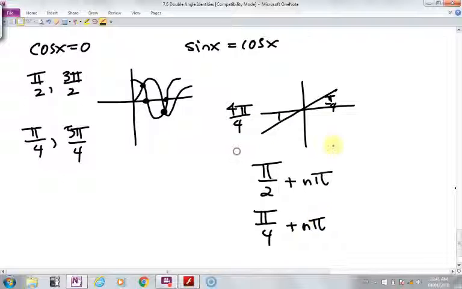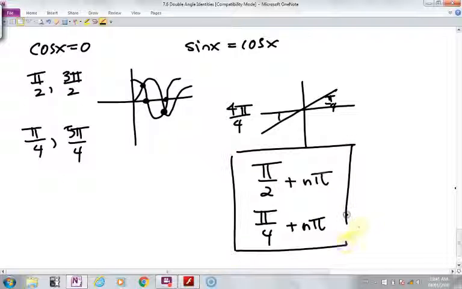Now that doesn't always work that way. This is a unique solution where both solutions are pi apart. So if they weren't pi apart, we'd have to list all 4 of them plus 2n pi, where n is an integer. Okay? But in this case, we only have to list 2. It's not wrong to do all 4, you just don't have to, is all. Okay? Questions for me?